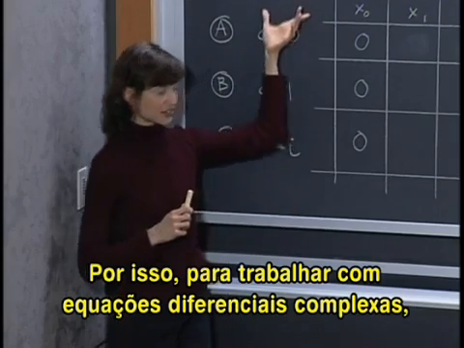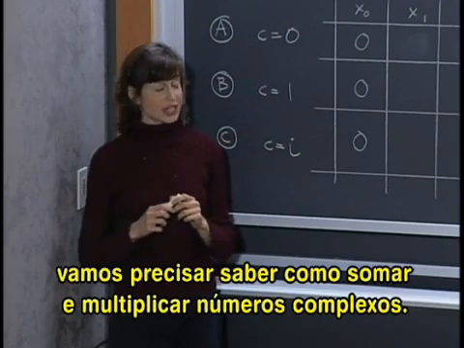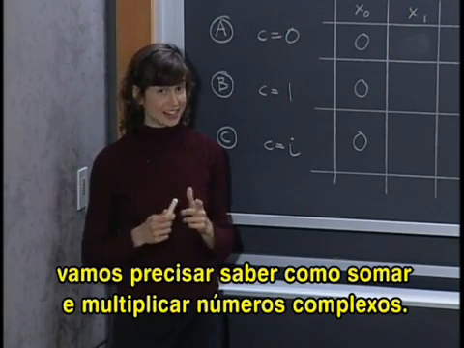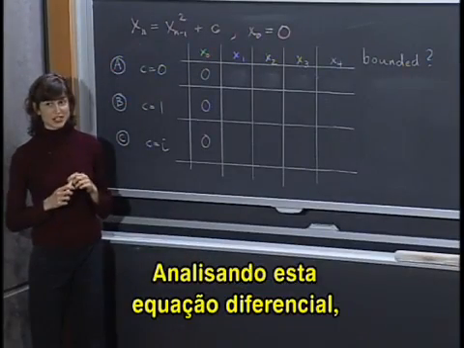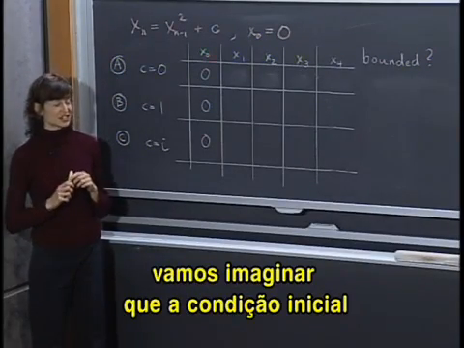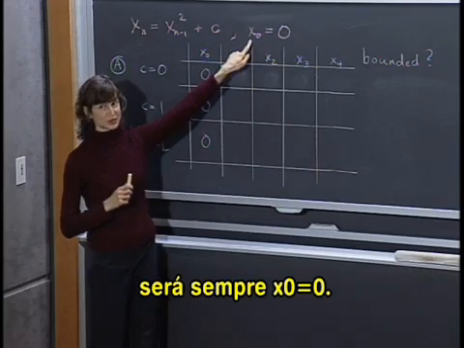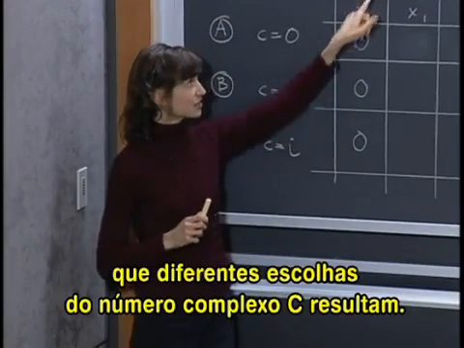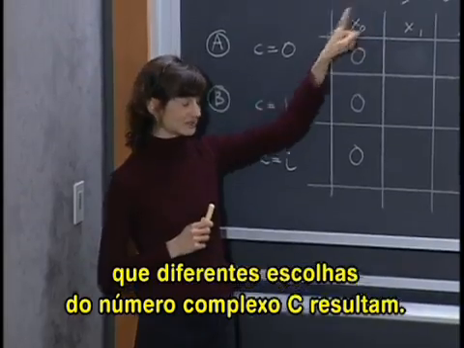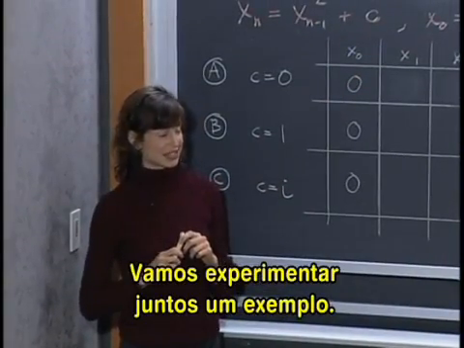So in order to work with difference equations that are complex, we're going to need to know how to multiply and add complex numbers. When we're looking at this difference equation, let's assume that our initial condition is always x0 equals 0. We'll be interested in the different trajectories that result for different choices of complex c. Let's consider one example together.